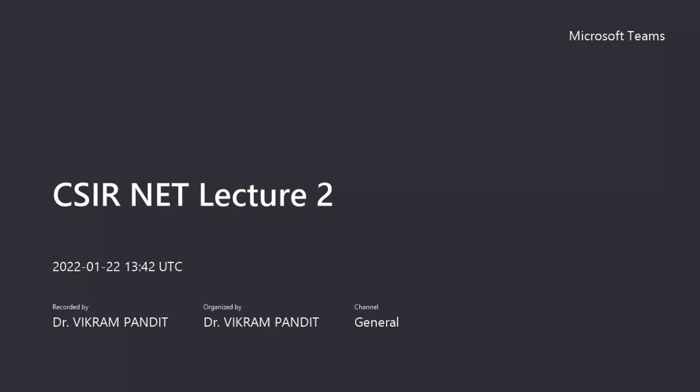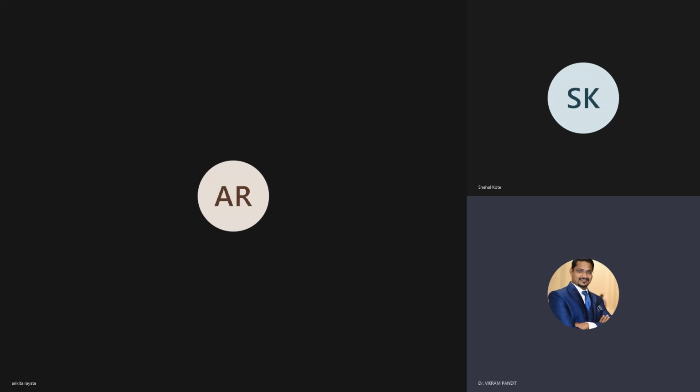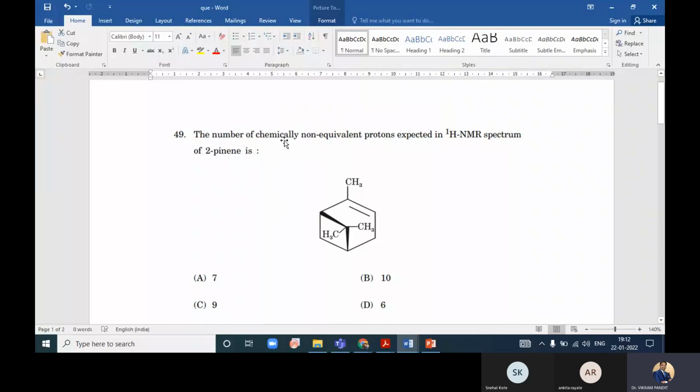See, all these questions are from the question paper only. Here, the number of chemically non-equivalent protons expected in the H1 spectrum of beta-pinene. This type of bridged system is present in pinene-type compounds. The stereochemistry of such compounds is well defined in Eliel's book of stereochemistry. So it is there. Now, what is the question?